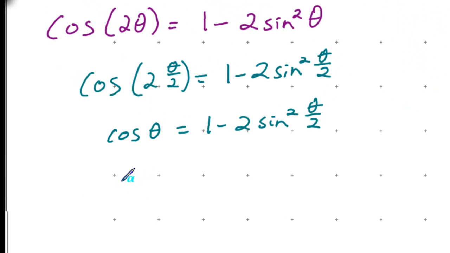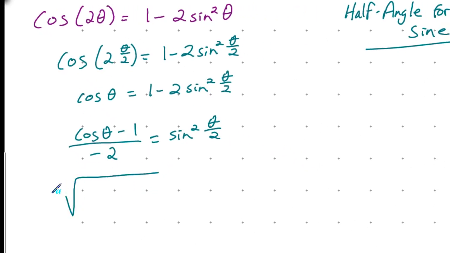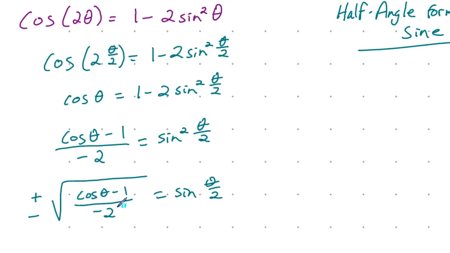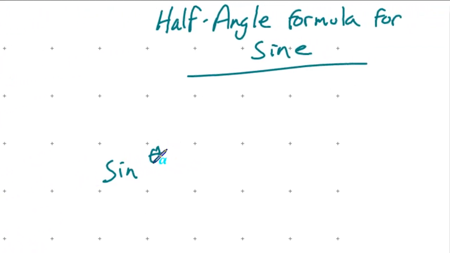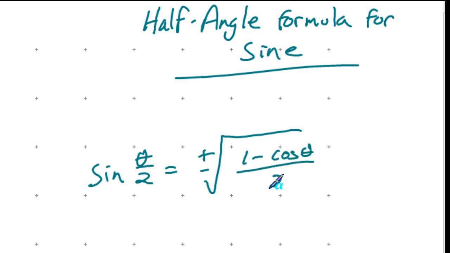Solving for sine squared of theta over 2, I'm left with cosine theta minus 1 divided by negative 2 is equivalent to sine squared of theta over 2. And then my last step is taking the plus or minus the square root, so plus or minus the square root of cosine theta minus 1 over negative 2 is equal to sine of theta over 2. And if I want to make this positive inside here, I'm left with sine of theta over 2 is equivalent to plus or minus the square root of 1 minus cosine theta over 2, and that is my half angle formula for sine.